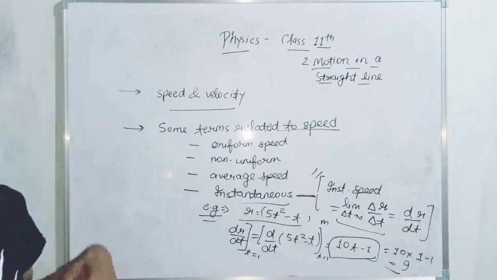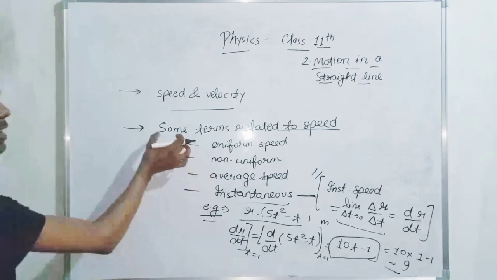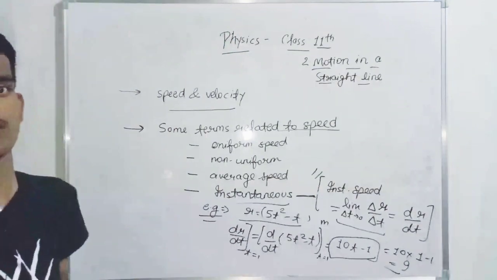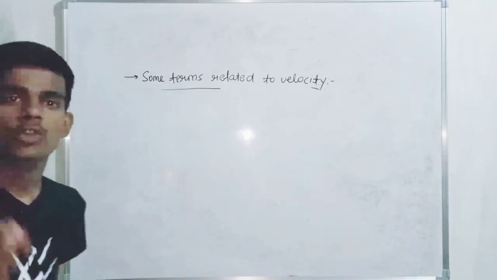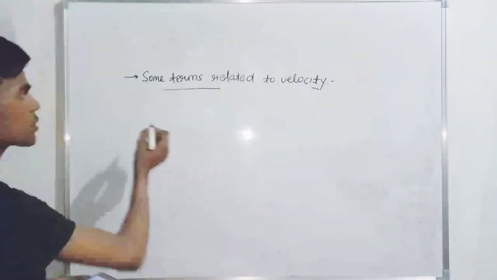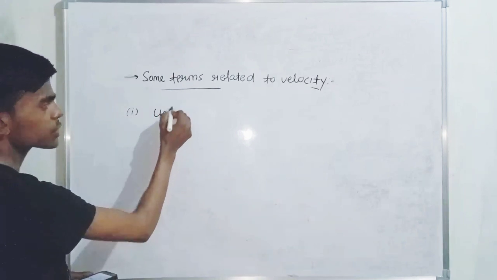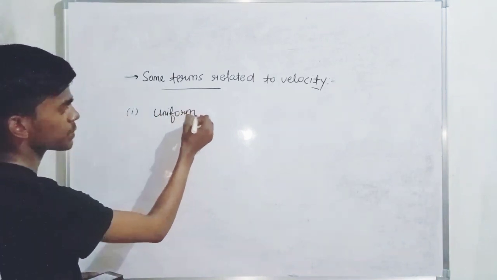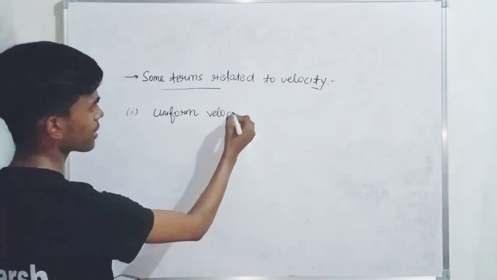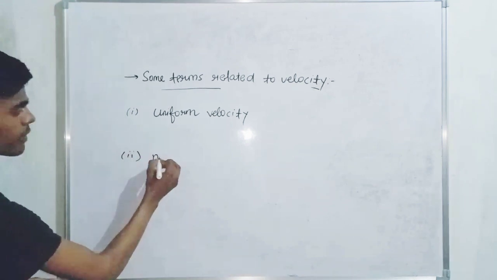Let's begin our next topic, some terms related to velocity, which we will define. So now we have to discuss some terms related to velocity. The first term I will mention is uniform velocity. All the terms we saw in speed will be the same here: uniform velocity, as well as non-uniform velocity.